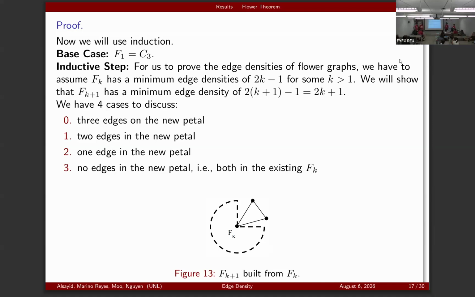The next is that 1 edge is in the new petal, and the other one would exist inside of Fk. And the last case is that we have no new edges in this new petal and that they exist inside of Fk. And by checking these 4 cases, we've covered every possibility.